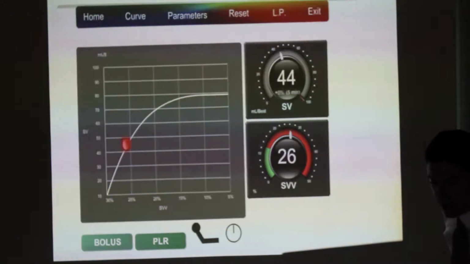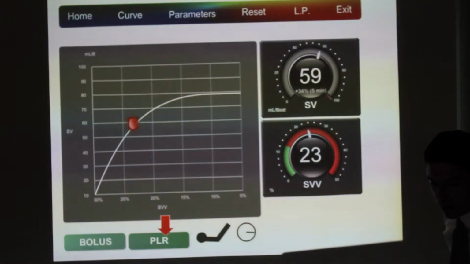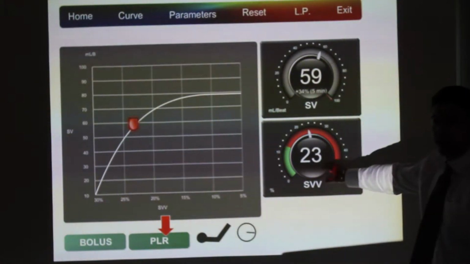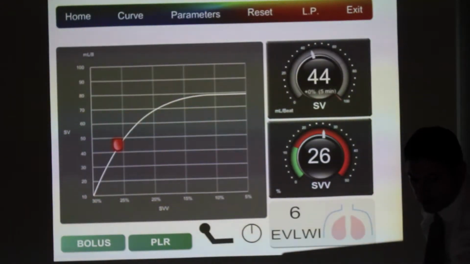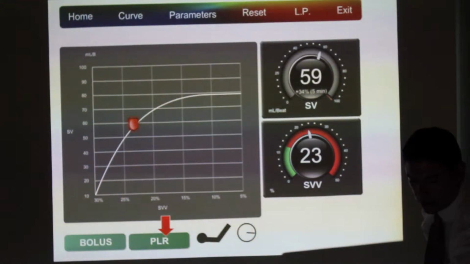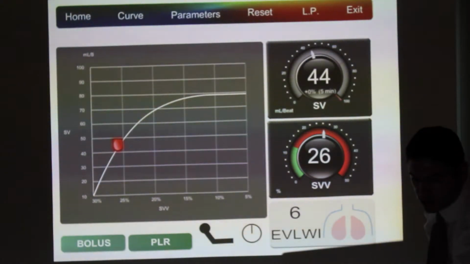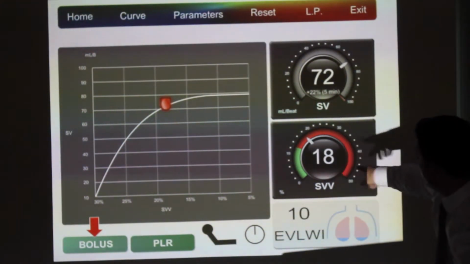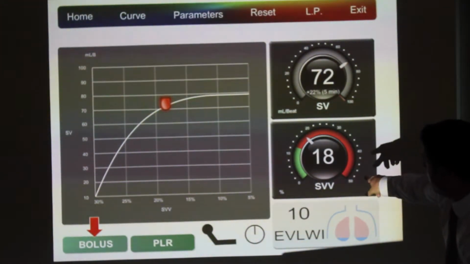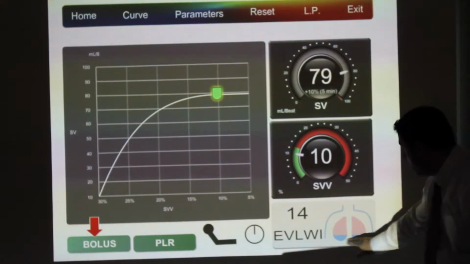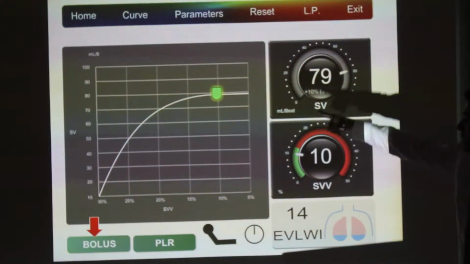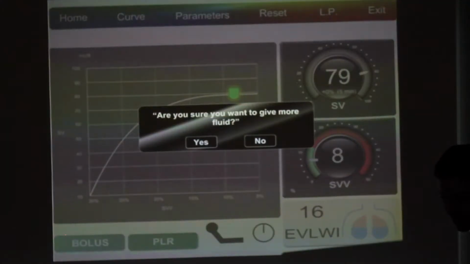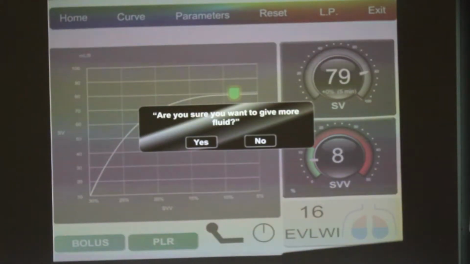Remember? Then let's say you want to do the passive leg raise. We'll talk about it in a second. The stroke volume variation was 23, so he's on point A. Here, for instance, let's say you want to give more fluid. The stroke volume is better, stroke volume variation goes down. But look what's happening to the lungs. He's filled up with water. So the patient already is on point B of the Starling curve. So what the software will tell you is, let's stop. Are you sure you want to give more fluid?